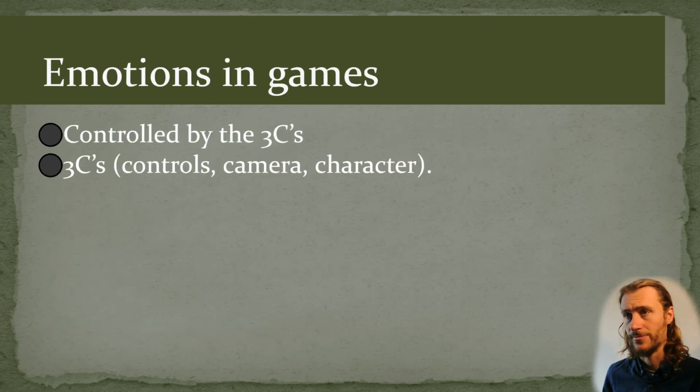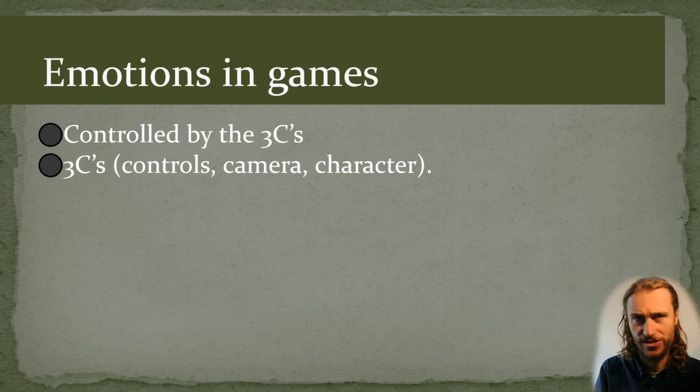Emotions in games are also controlled by the 3 C's, which are the controls, the camera, and the character. Of course, with the controls, you can have your own response and your own energy going into it, and the camera movement can emphasize this, and the mimics of the character and so forth are expressing emotions.